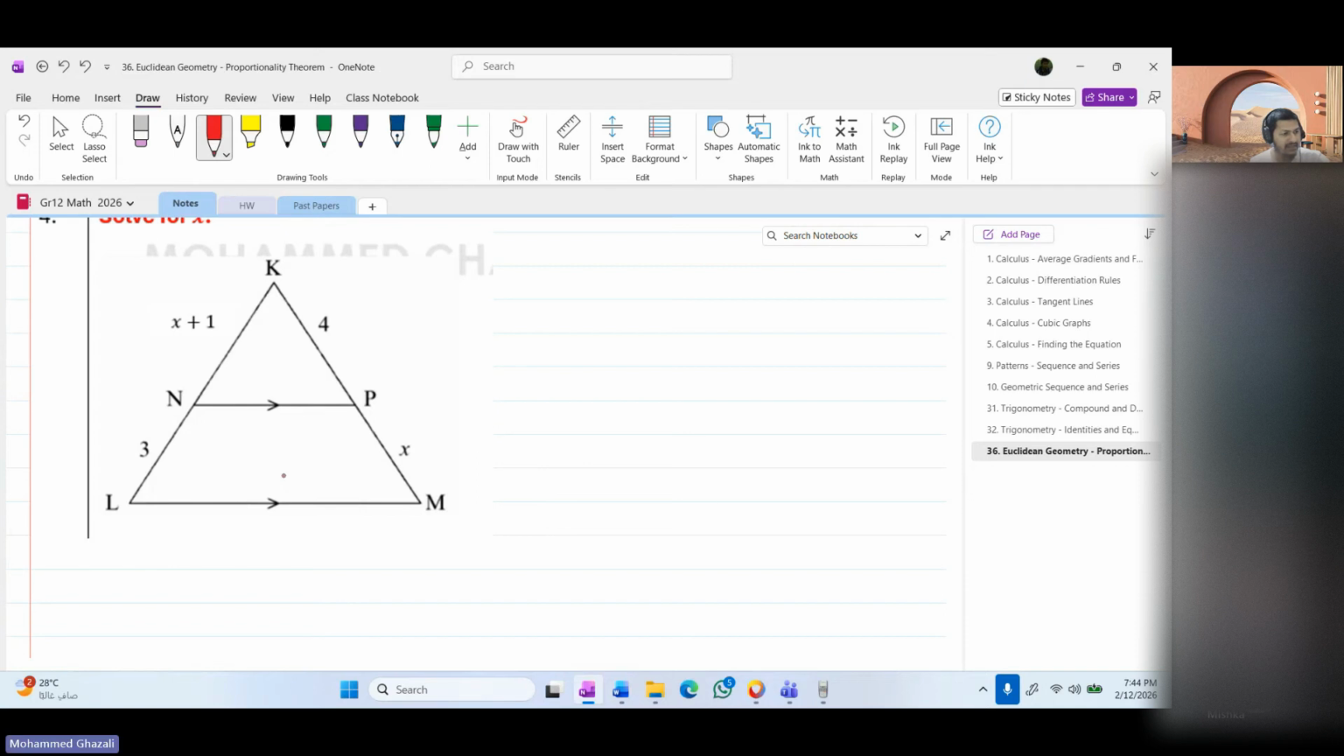Looking for the triangle that has a parallel line. Now, we can say NK over LN is equal to KP over MP, because we're solving for x. Only for this one I'm writing it out, because later on we don't need to write out this whole thing, okay?